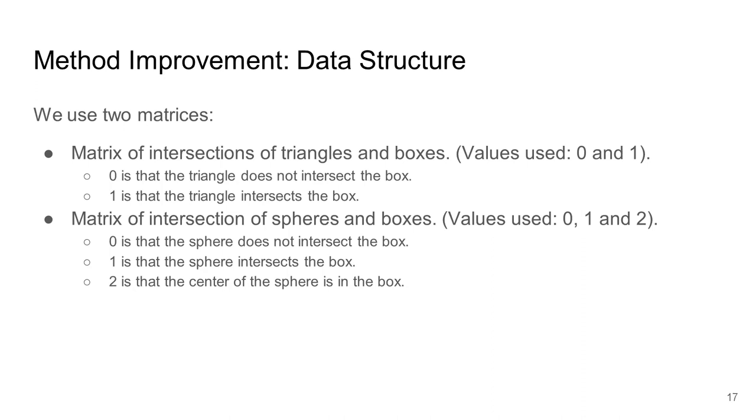In the second matrix, 0 means the sphere does not intersect the box, and 1 means the sphere intersects the box. 2 means that the center of the sphere intersects the box. This last value is to avoid calculation, since to use the raycast only the center of the sphere is used. The values are set at the same time. However, having an array consumes significant memory.